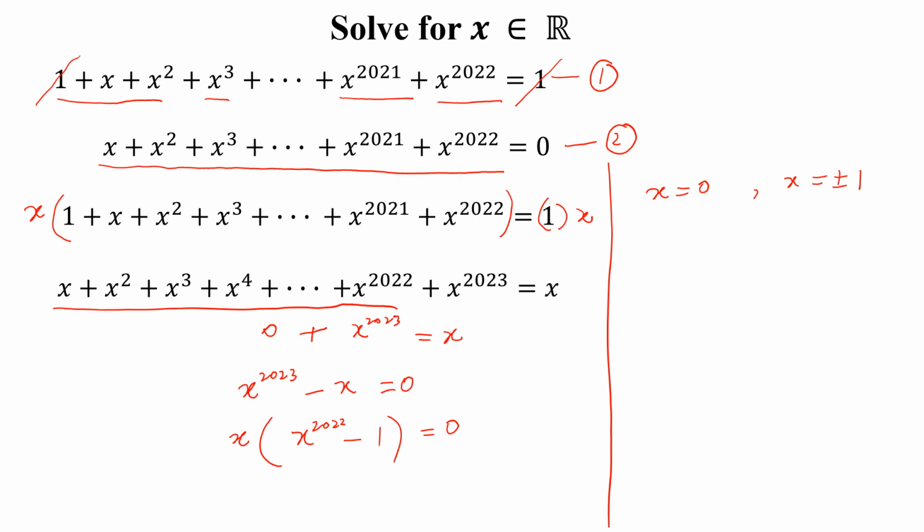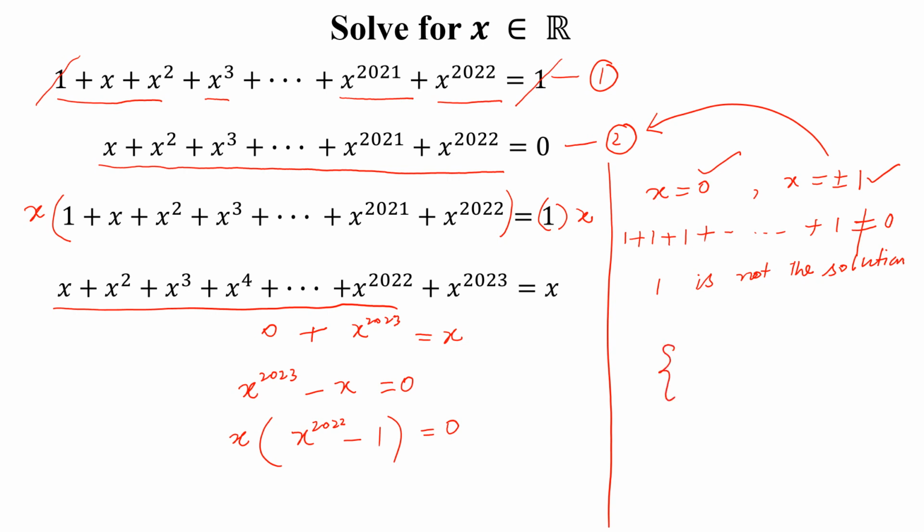But if we plug in 1 in equation 2, we will get 1 plus 1 plus 1 plus up to 1 to the power 2022, and this is not equal to 0. So 1 is not the solution. But if we try 0 and minus 1, it satisfies equation 2. So the solution set is 0 and minus 1. And this is the answer to this question.